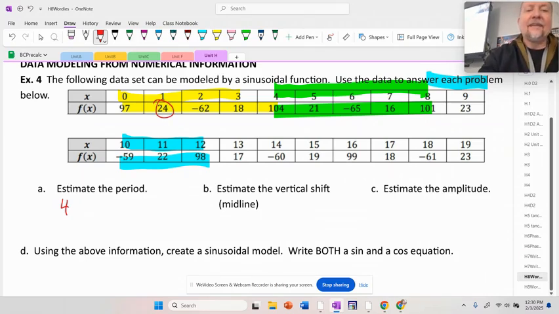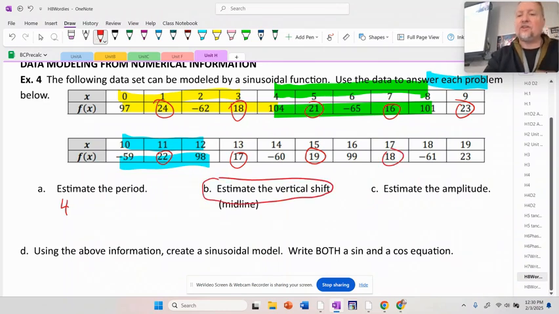Which ones represent the vertical shift, the midline? 24 and 18. And then that means all of these represent an attempt at some sort of midline. So these are what the midline or the vertical shift would be.